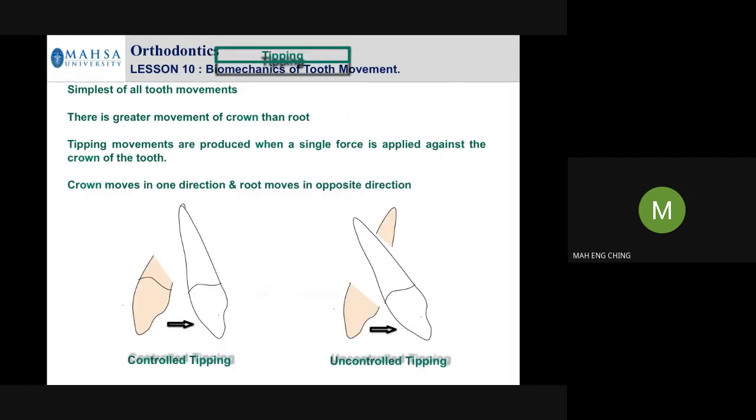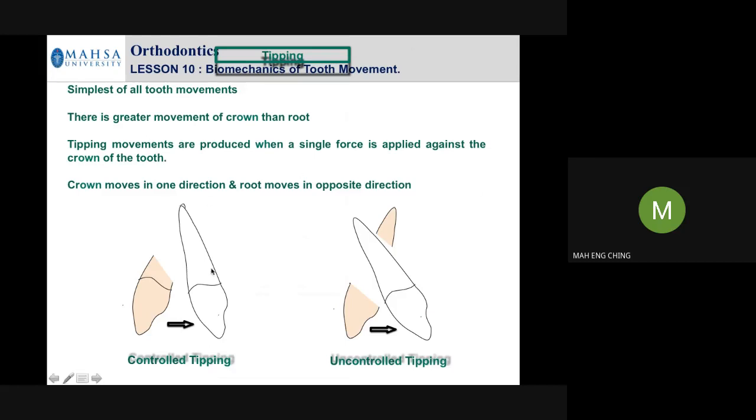So the first one is tipping. The simplest of all the tooth movements. There's a greater movement of the crown than the root, so the crown will move more than the root. It's called tipping. Tipping movements are produced when a single force is applied against the crown of the tooth. So the crown moves in one direction and the root moves in the opposite direction.